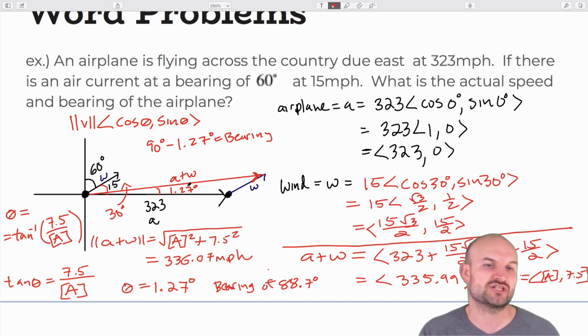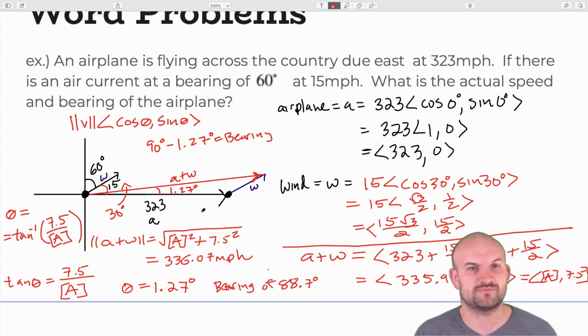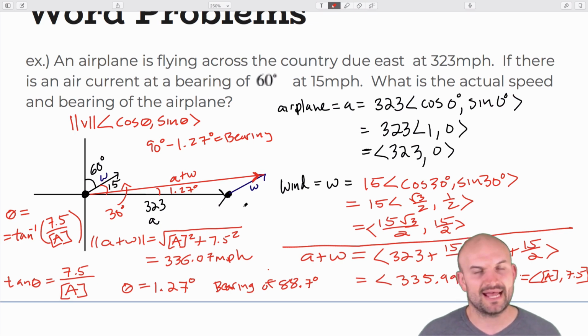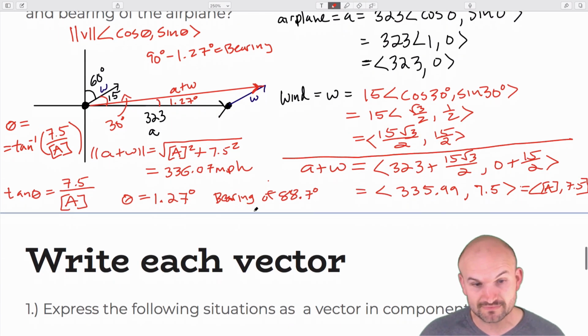It's not going to take you that much off course from there. We're only at 15 miles per hour. So that's how we went ahead and solved the problems using vectors.